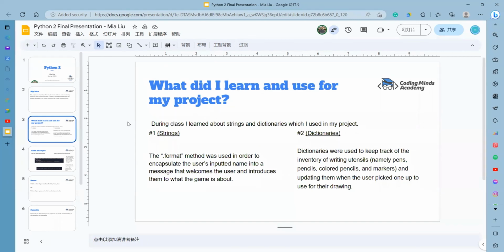The format method was used in order to encapsulate the user's inputted name into a message that welcomes the user and introduces them to what the game is about.